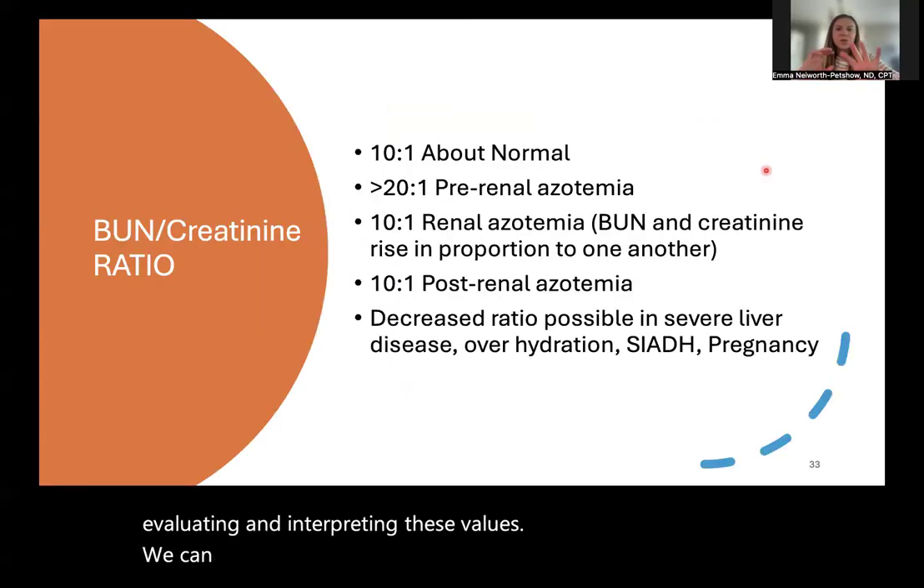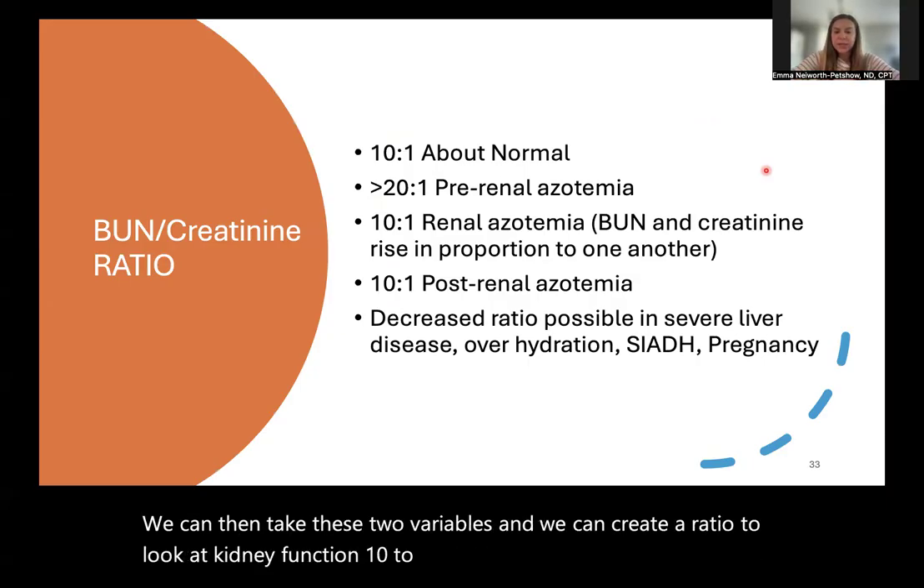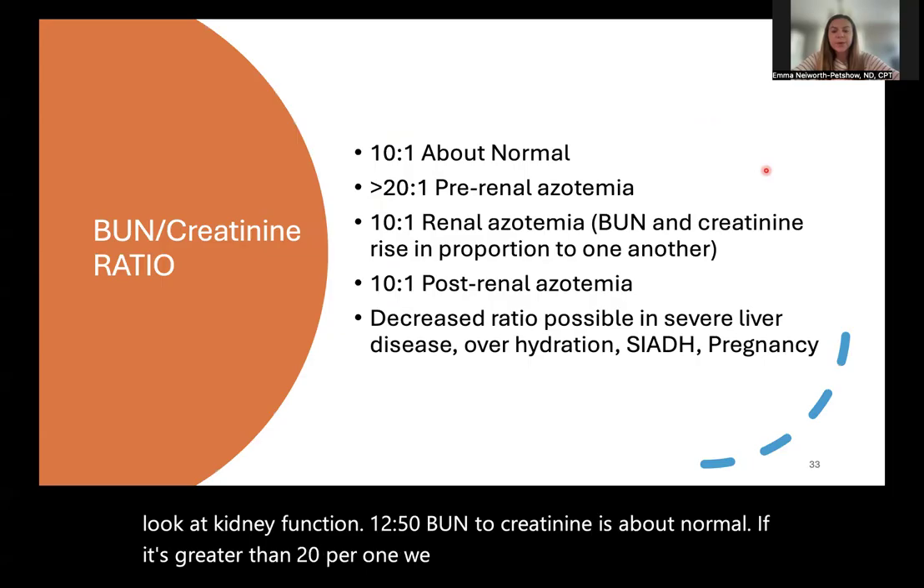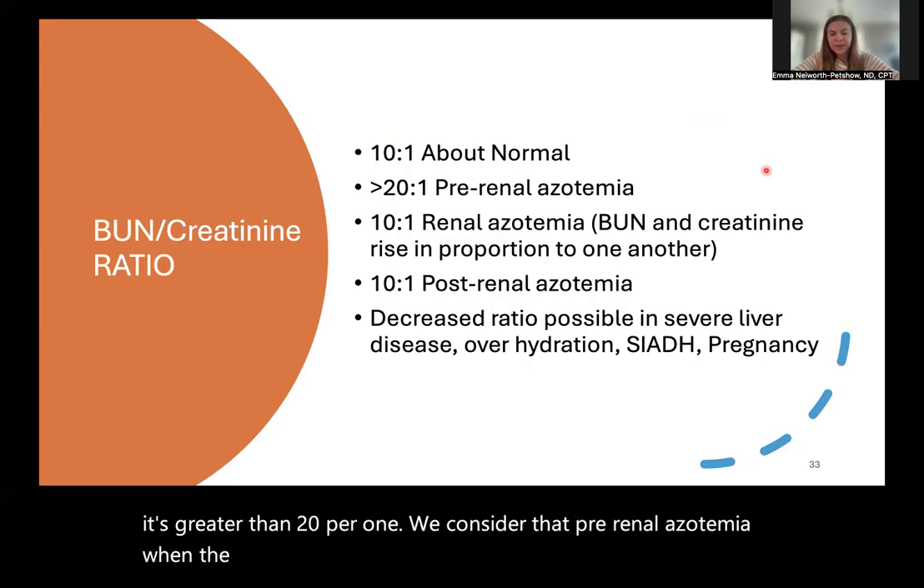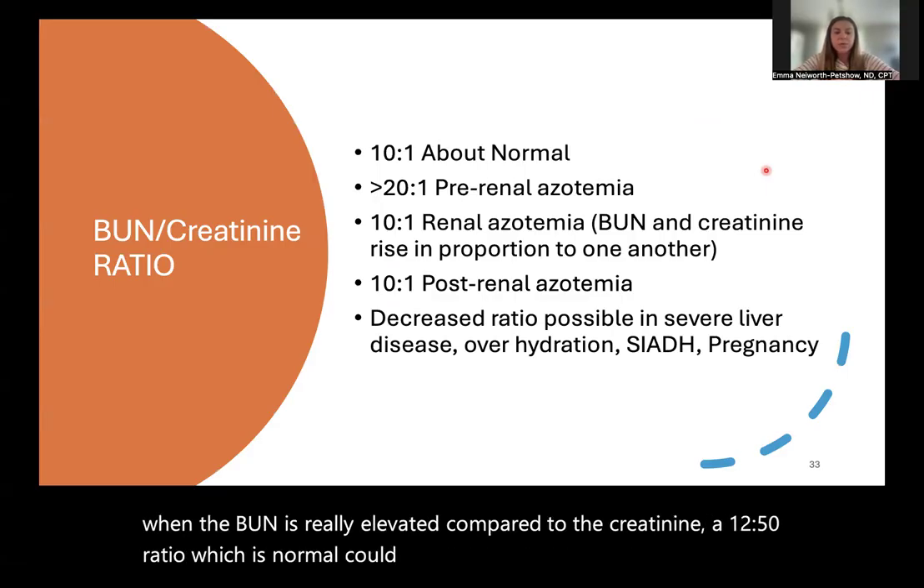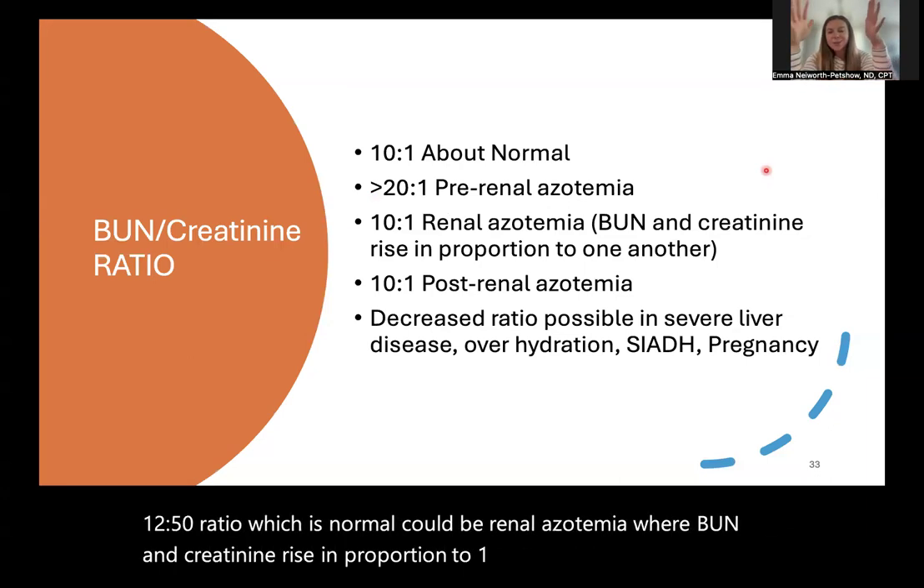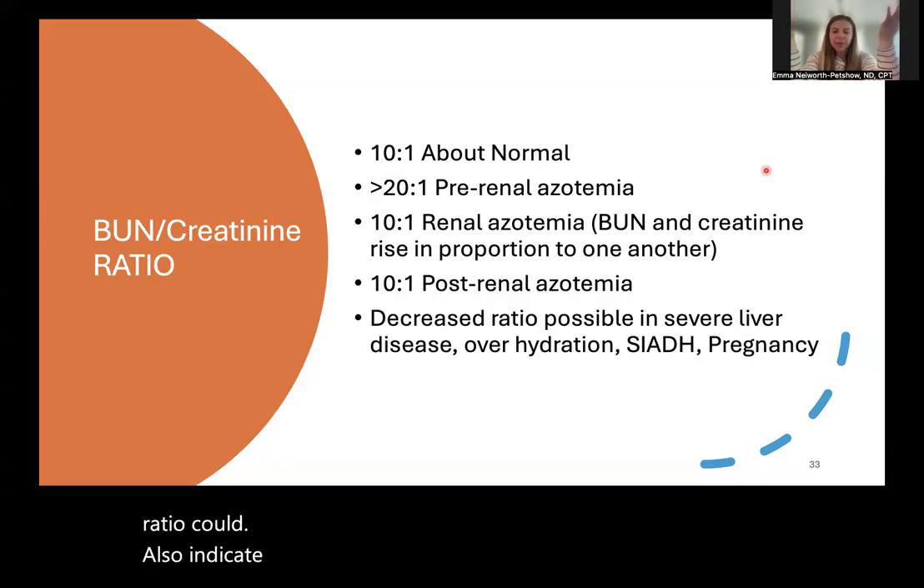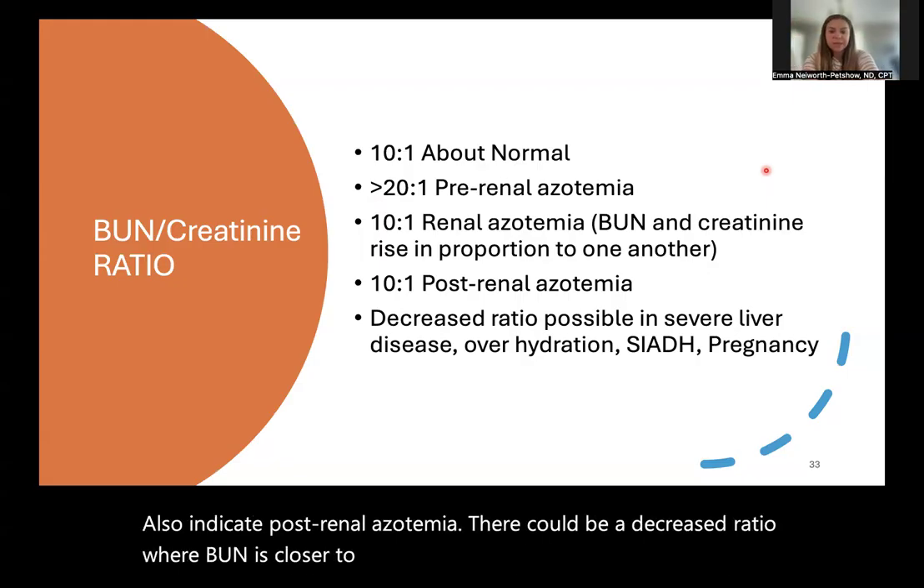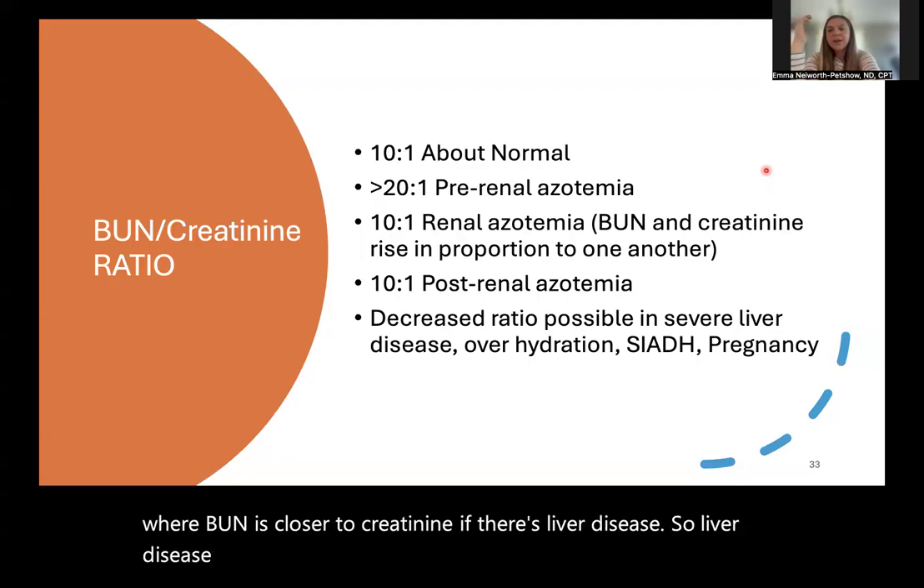We can then take these two variables and we can create a ratio to look at kidney function. 10 to 1 BUN to creatinine is about normal. If it's greater than 20 to 1, we consider that pre-renal azotemia when the BUN is really elevated compared to the creatinine. A 10 to 1 ratio, which is normal, could be renal azotemia, where BUN and creatinine rise in proportion to one another. And then a 10 to 1 ratio could also indicate post-renal azotemia. There could be a decreased ratio where BUN is closer to creatinine if there's liver disease, overhydration, syndrome of inappropriate antidiuretic hormone, or even pregnancy.